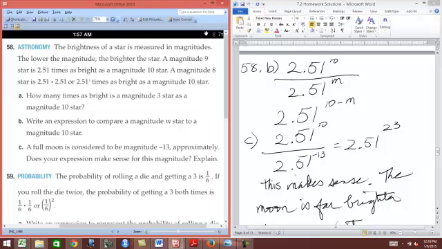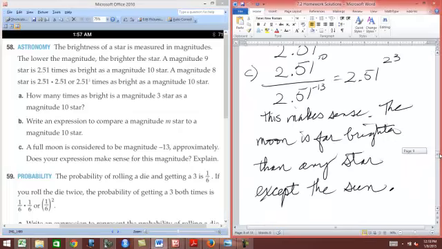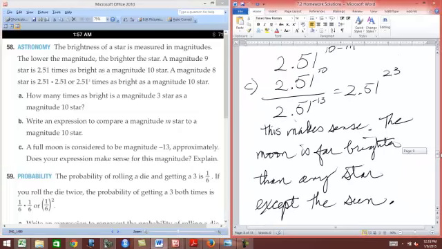Well, the smaller the magnitude, the brighter the star. Okay, this makes sense. The moon is far brighter than any other star except the sun. Okay. So if we were going to compare it to a magnitude 10 star, we would say the moon is 2.51 to the 23rd times as bright as a magnitude 10 star. So that makes sense. Okay, so that's how magnitudes work. All right, that's that.